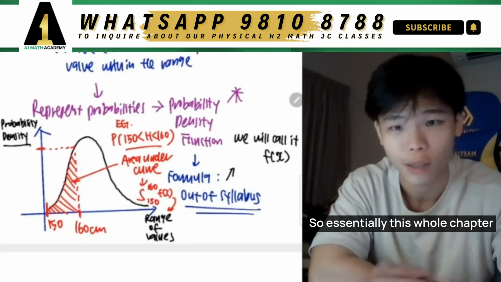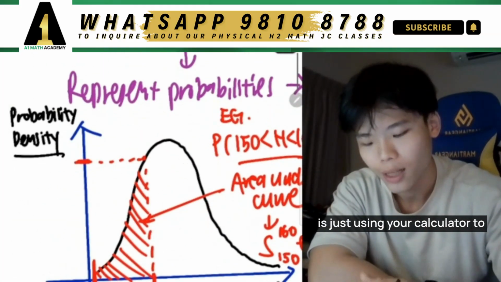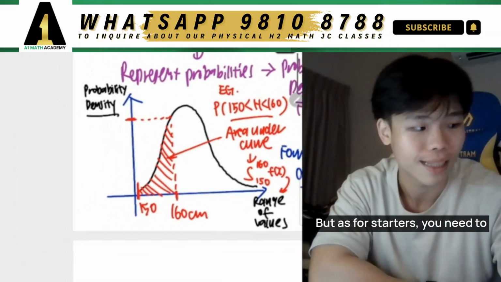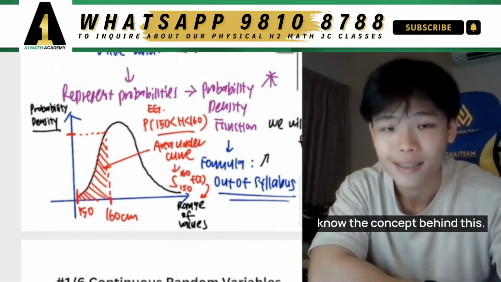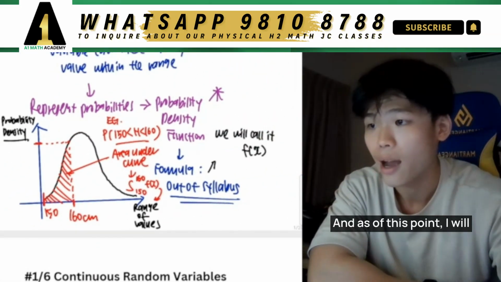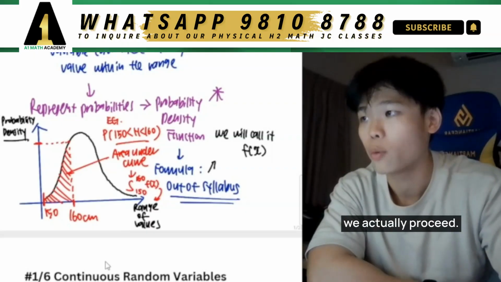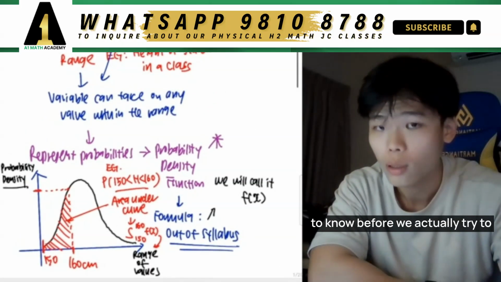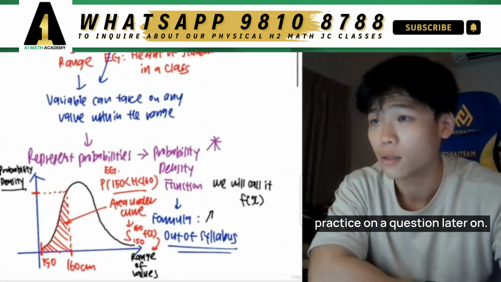So essentially this whole chapter is just using your calculator to calculate the area under this curve. That's about it. But as for starters, you need to know the concept behind this. As of this point, I will summarize a few key important things that you need to know before we actually try to practice on a question later on.